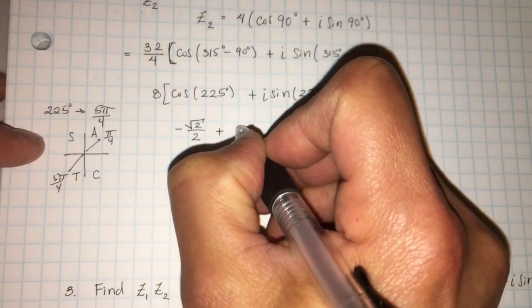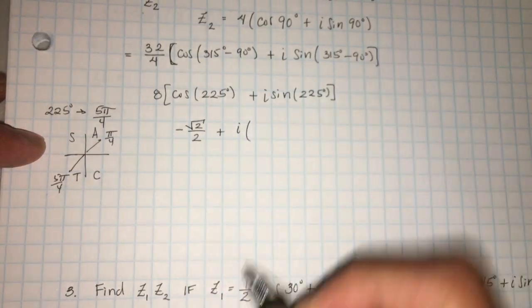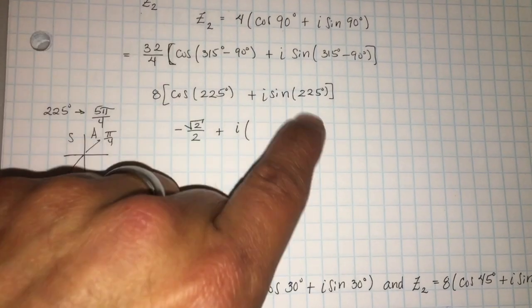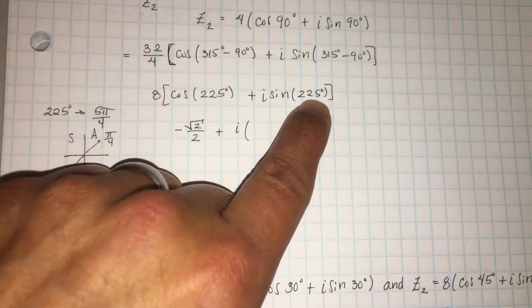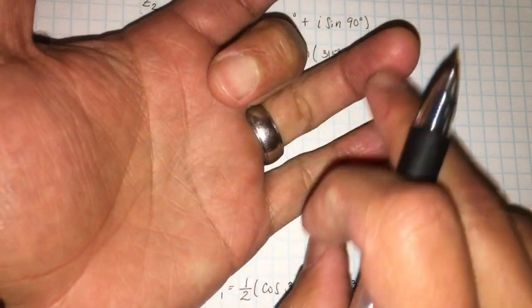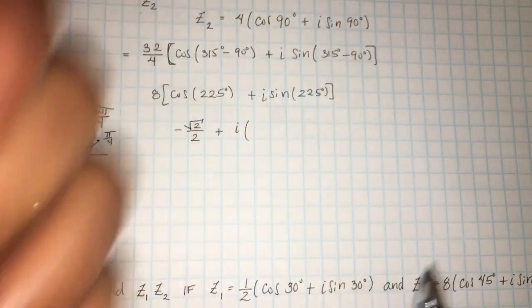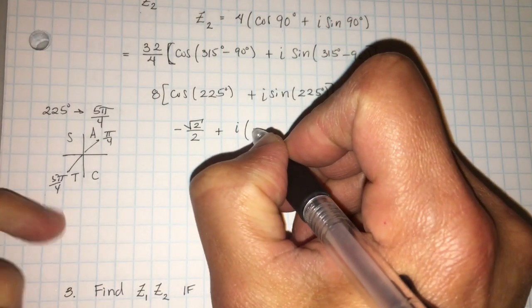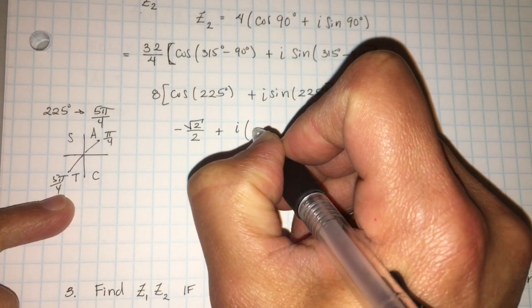And then we have i. And then do the same thing. 225 degrees, same thing, is the same thing as 5 pi over 4. You bend it. On the bottom is the sine, so that's root 2 over 2. And again, it's negative because it's in the third quadrant.